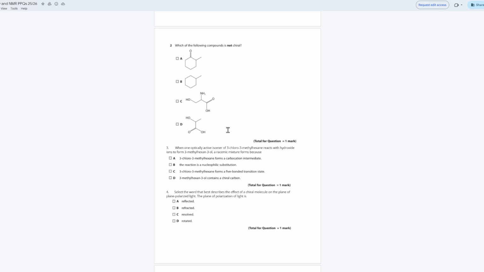Okay, question 3. When one optically active isomer of 3-chloro-3-methylhexane reacts with hydroxide ions to form 3-methylhexan-3-ol, a racemic mixture forms because... Let's reread that and make sure we got it. So, one optically active isomer of 3-chloro-3-methylhexane reacts with hydroxide ions to form 3-methylhexan-3-ol. So just a substitution. The racemic mixture forms because.